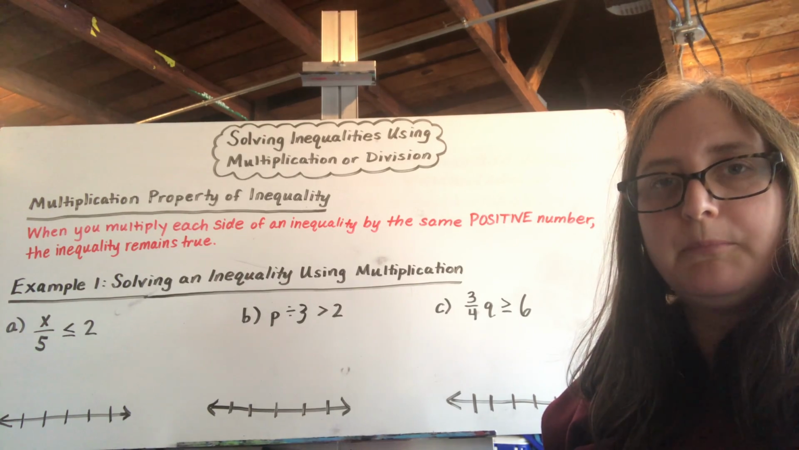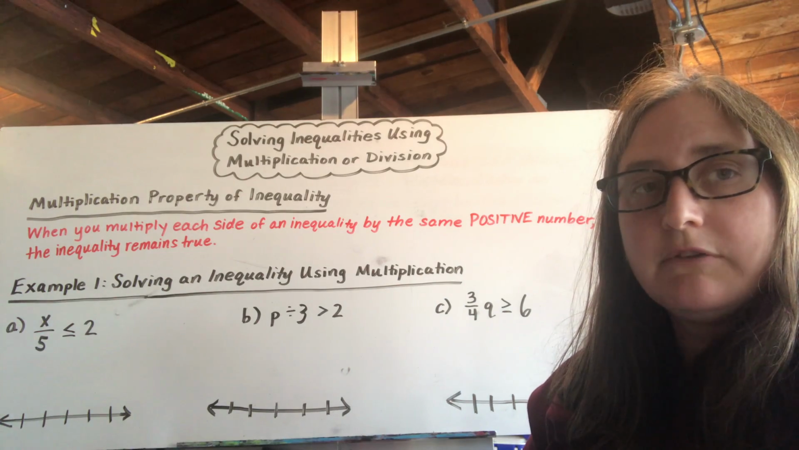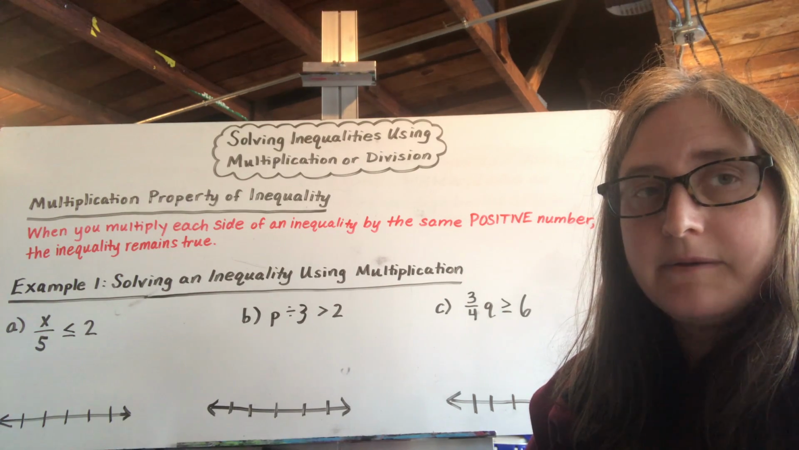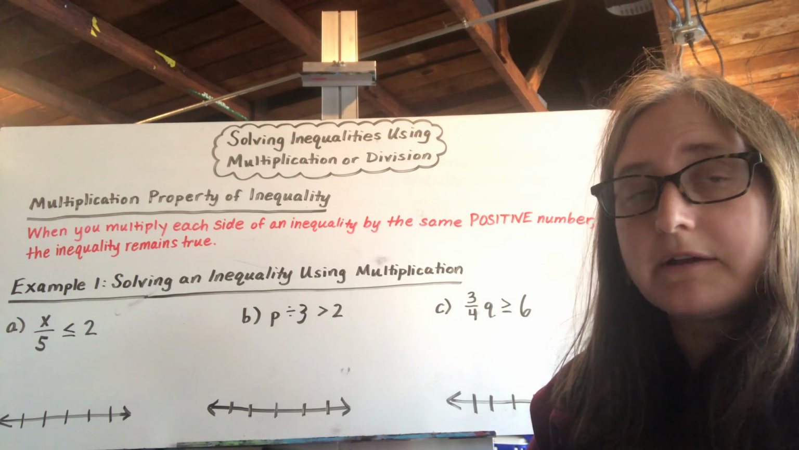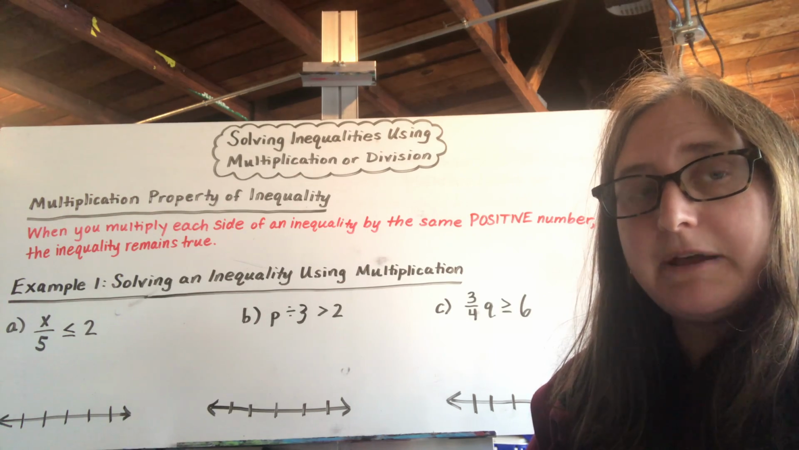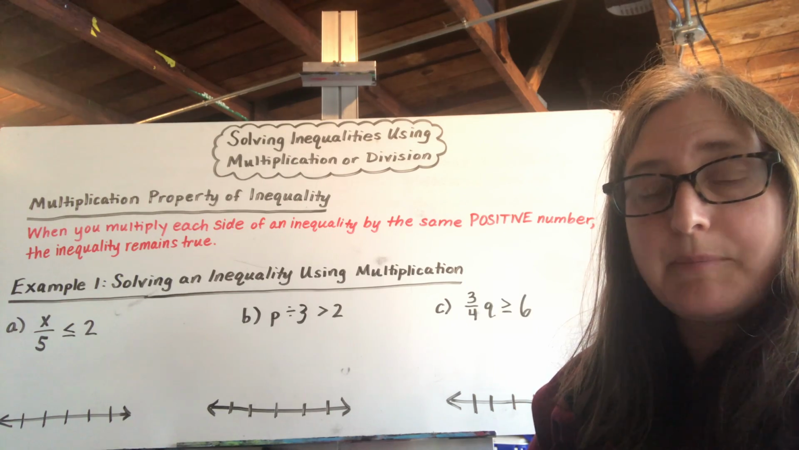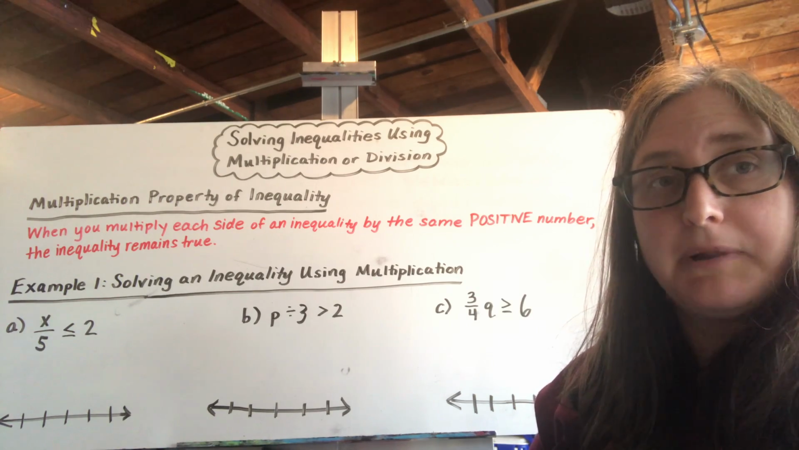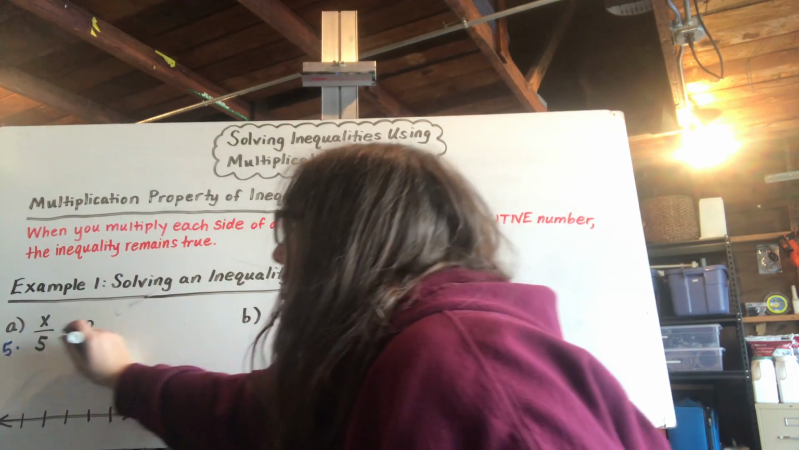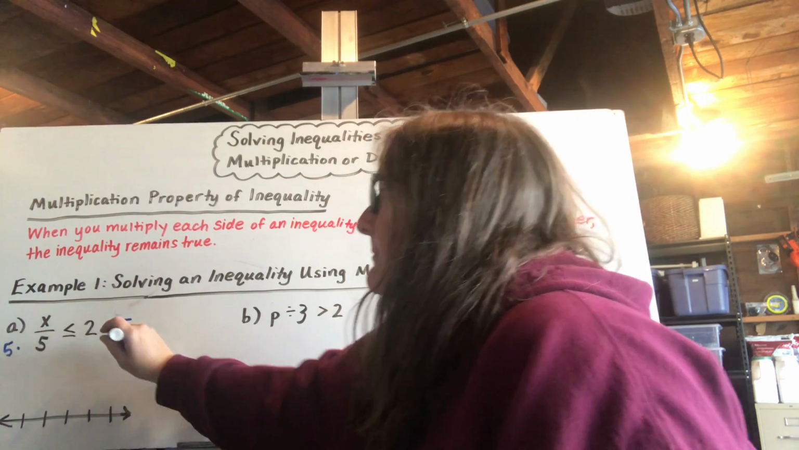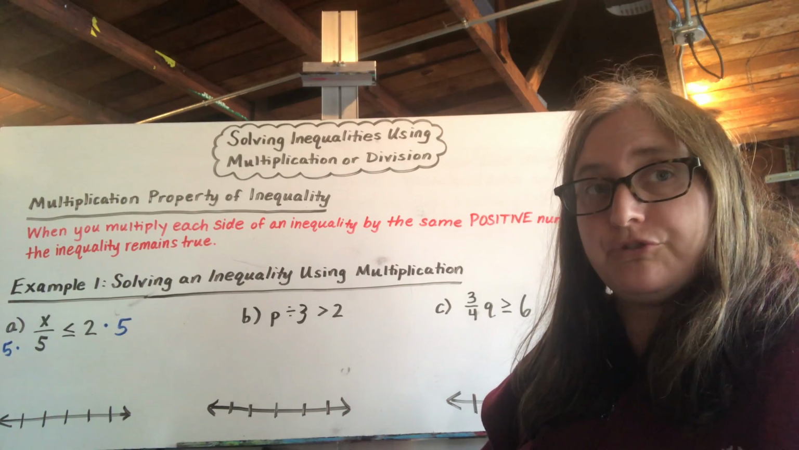So in our first problem, we have x divided by 5 is less than or equal to 2. We're always looking for our variable, which in this case is x. That's where we're going to start, and we need to get x by itself. We're solving for x. So right now it says x divided by 5. To get rid of the divided by 5, I'm going to use my inverse operation. So I'm going to do the opposite, which is multiply by 5. If I multiply this side by 5, though, I also have to multiply the other side by 5 to keep it fair and balanced and to make sure that my inequality remains true.